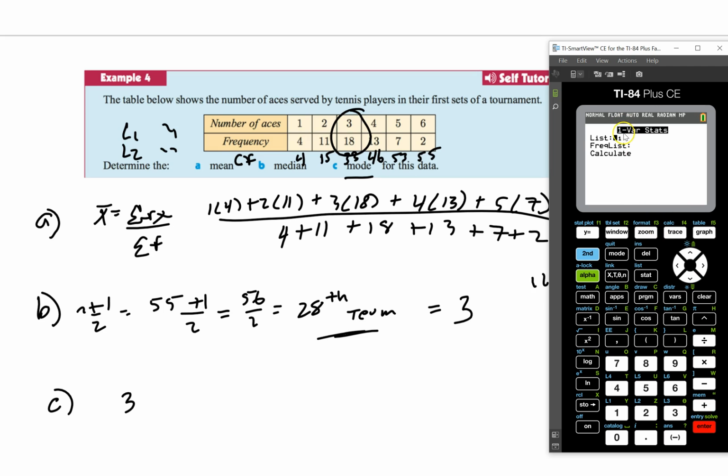Now my list is L1. My frequency, I actually have one of those now. Look at that frequency list. You have to make sure you put L2 there. Lots of ways to do it. Second L2 is probably the easiest. Right there. Then you go to calculate.